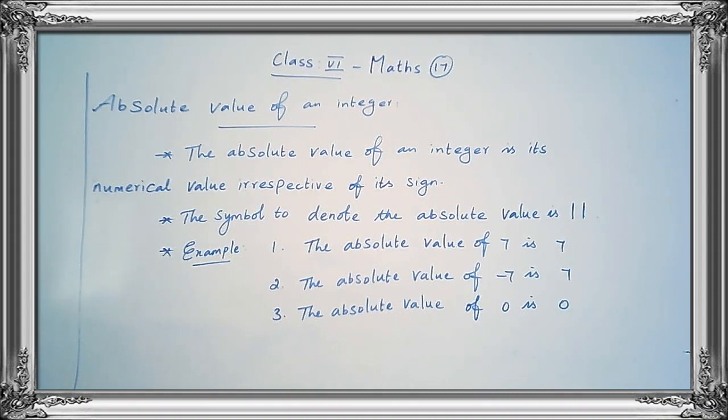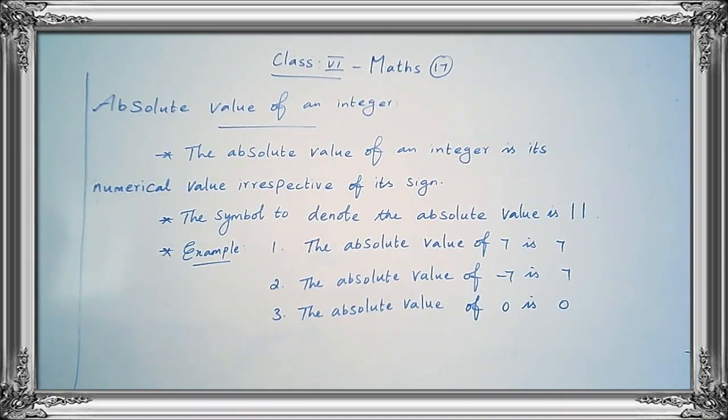சைன் வந்து நம்மளுக்கு தேவையே கிடையாது. அப்போ absolute valueனா என்ன? Only number. Okay children, so the absolute value of 2 is 2 only. Okay, the absolute value of minus 2 is 2. Okay, the sign doesn't matter.